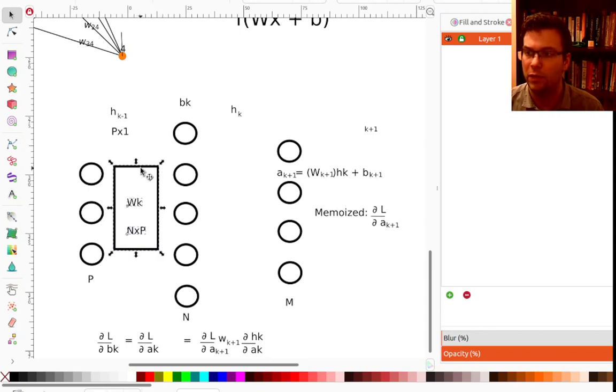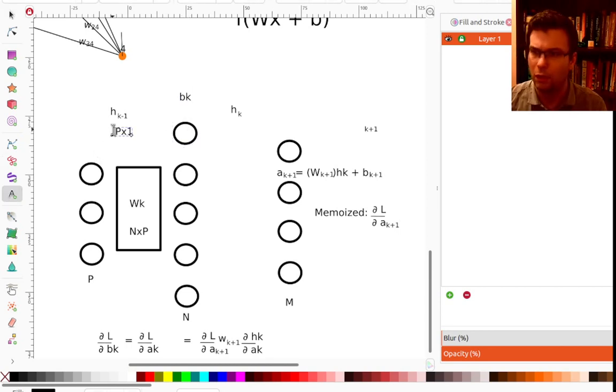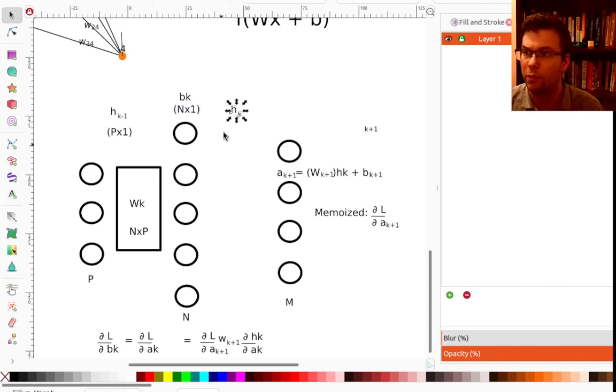And we've got this weights matrix sitting in between. And then we have these biases, which we have one of for every output at this layer. So that's going to be an n by 1 matrix. And for the same reason, this h_k is also going to be n by 1. And then finally, we have this a_{k+1}, which we've remembered from the last time. So I say we've memoized it. This is the dynamic programming term for memorize. Maybe we should have just said memorize, but when we say memoize, it reminds us that we're in the middle of a dynamic programming algorithm.